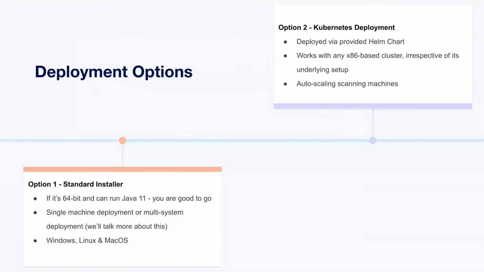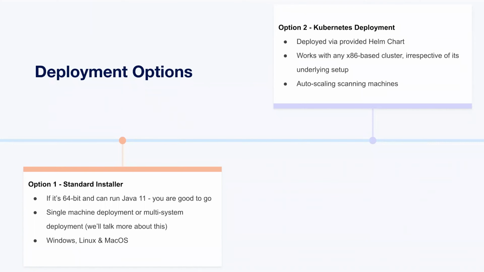In terms of your deployment options, probably our most popular is just the standard installer. So you grab the release from our release page, deploy to an operating system of your choice. So we support Windows, different flavors of Linux, and Mac OS. Essentially, if it's 64-bit and you can run Java, you should be okay. And then we have the single machine deployment, which is just typical for POCs and trials, everything bundled into one physical or virtual machine. And then a multi-system deployment, which is typical for a production deployment.